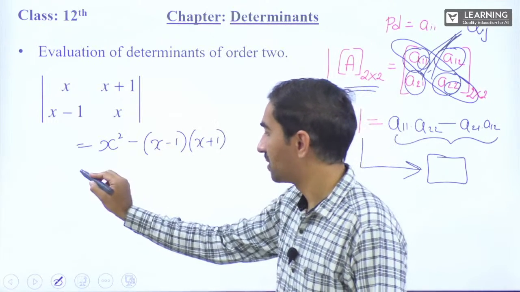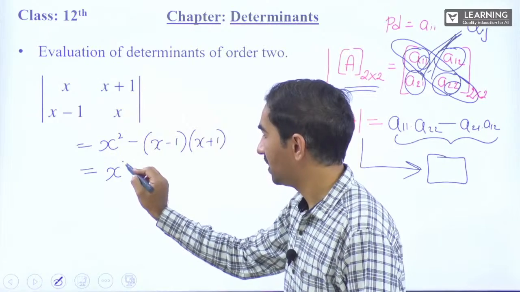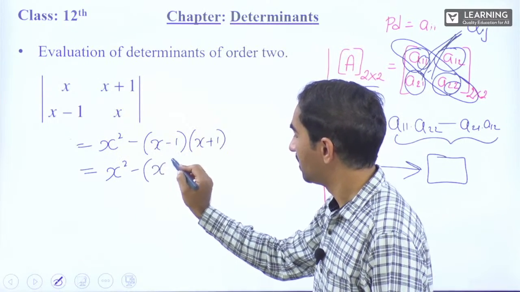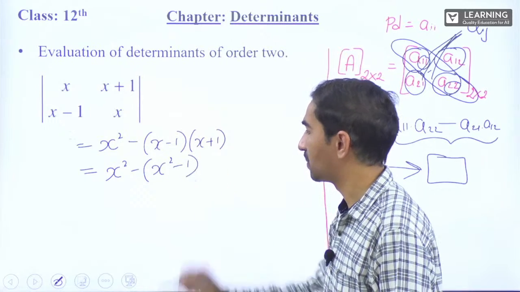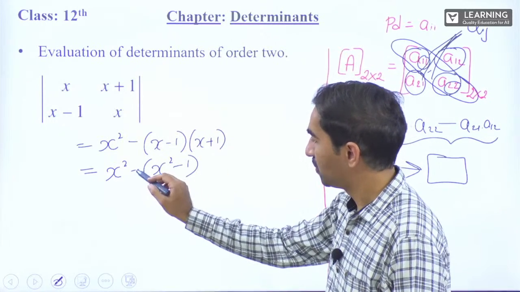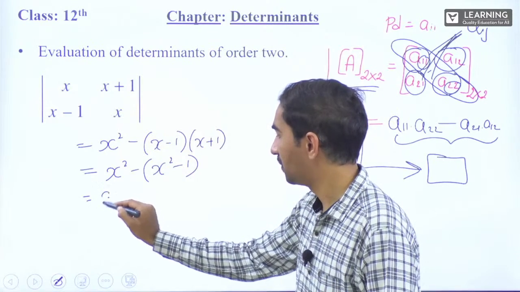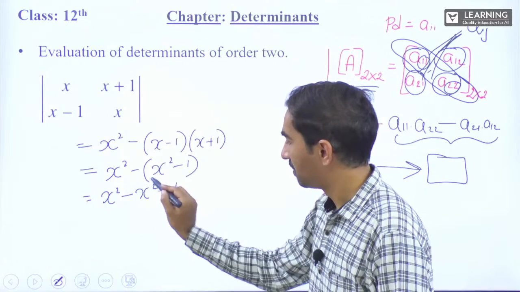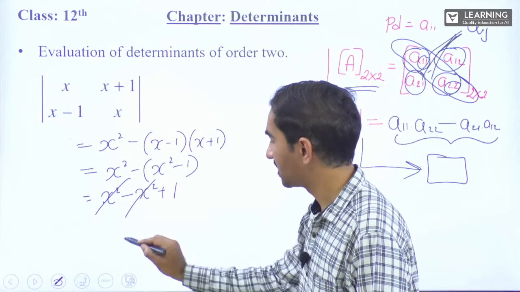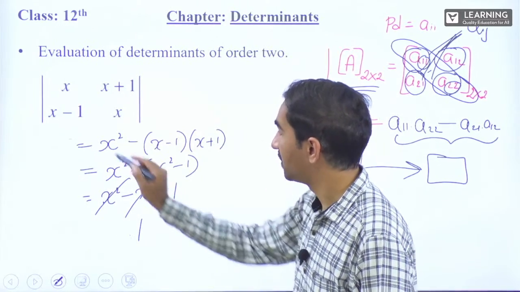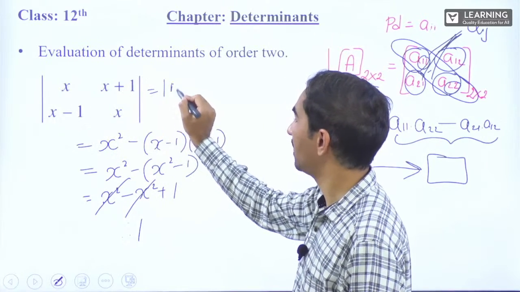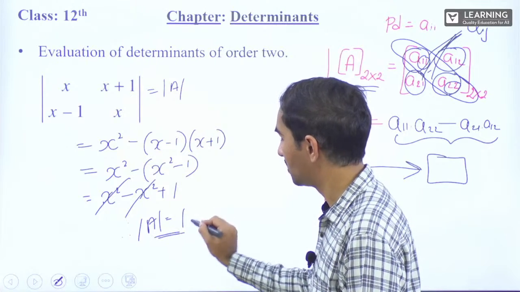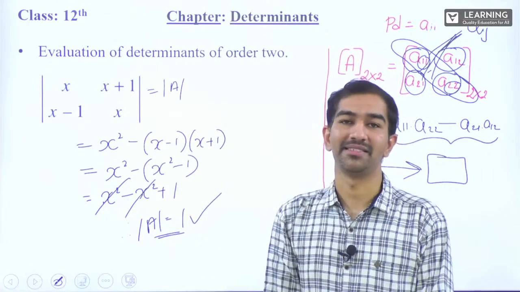Correct? So further simplify this now. X square minus of a plus b into a minus b, a square minus b square. Correct? Distribute this minus sign inside, which will be equal to x square minus x square plus 1. Plus x square minus x square will get cancelled. Therefore, if this is given as determinant of a, we can write determinant of a will be equal to 1, and this would be the right answer.